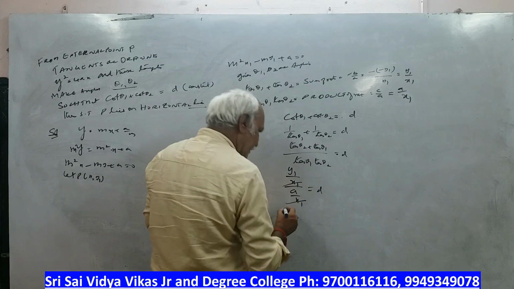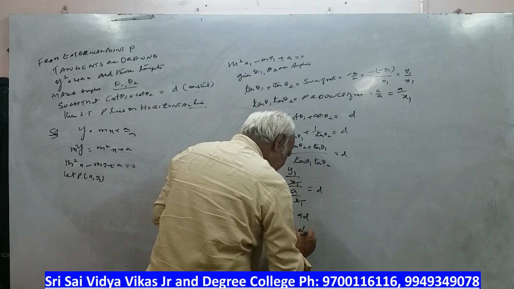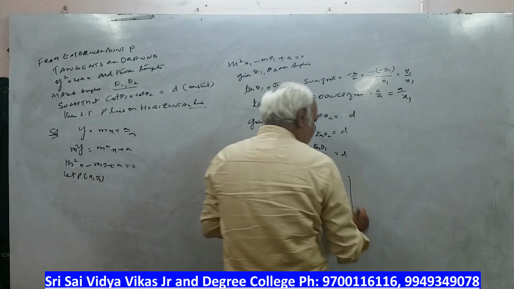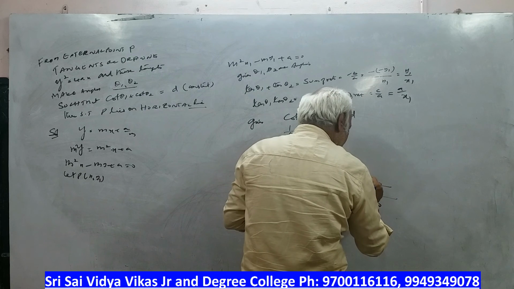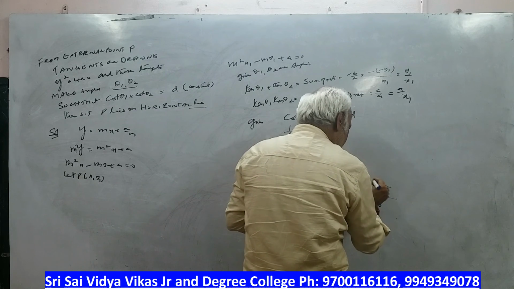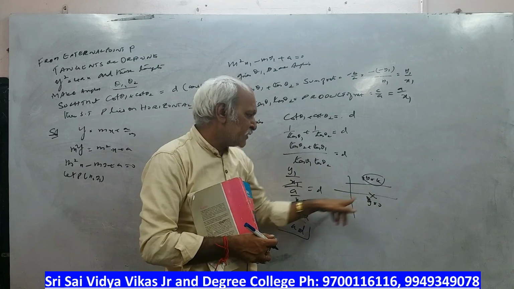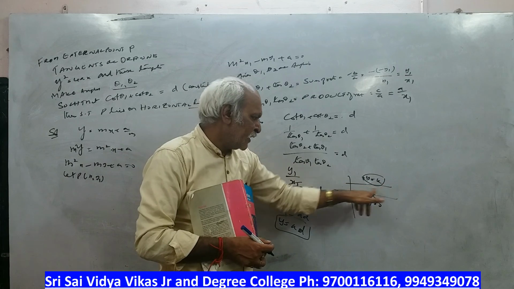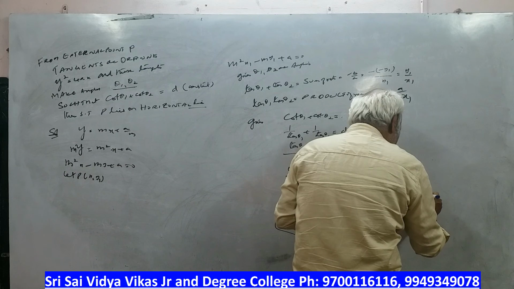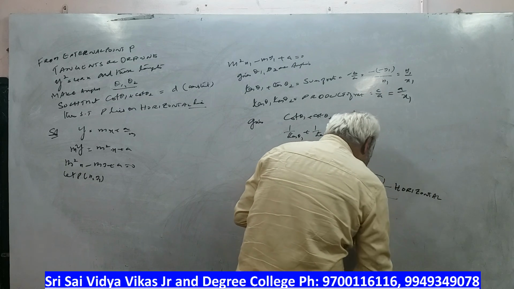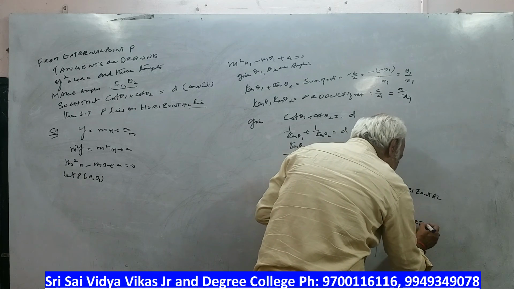So x1 will get cancelled. y1 is equal to ad. Okay, so y is equal to ad. You know, the equation of the x-axis is y is equal to 0, or if you say parallel, y is equal to k. So y is equal to 0 is the x-axis, or any line parallel to the x-axis is y is equal to k. This is what we call a horizontal line. If it is a vertical line, x is equal to k.